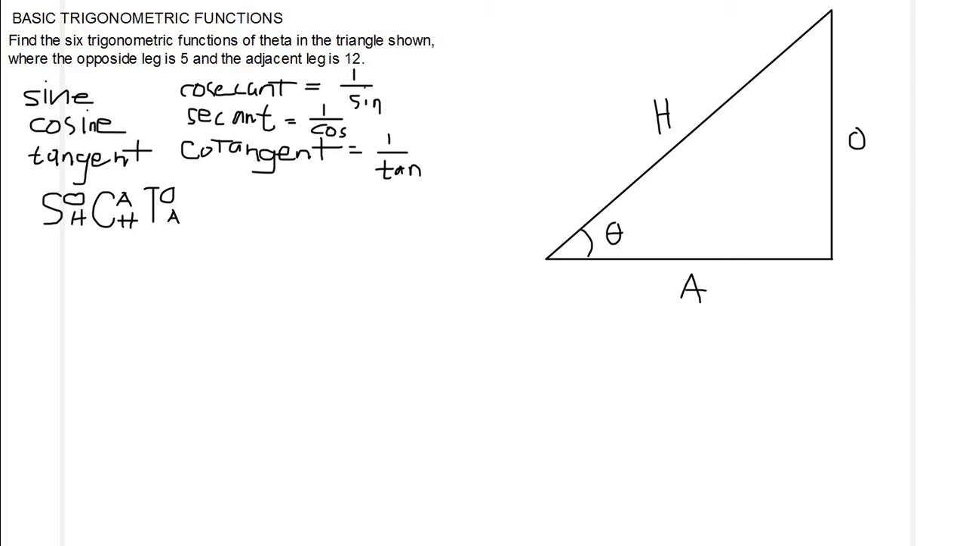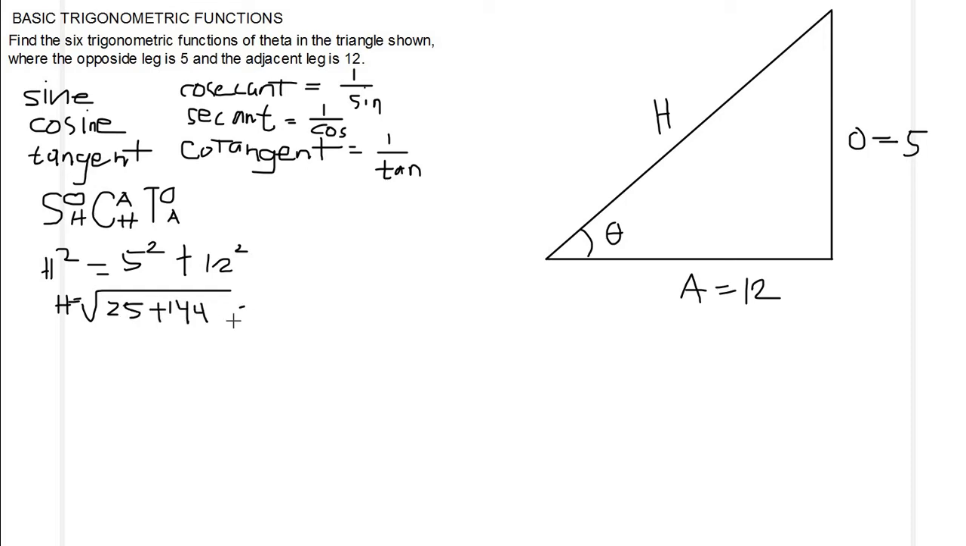So now first let us put on the values of our legs. So the opposite side is 5 and the adjacent leg is 12. So now let's first get the hypotenuse using the Pythagorean theorem. So that would be h squared equals 5 squared plus 12 squared. So that's the square root of 25 plus 144, or the square root of 169, which is equal to 13.